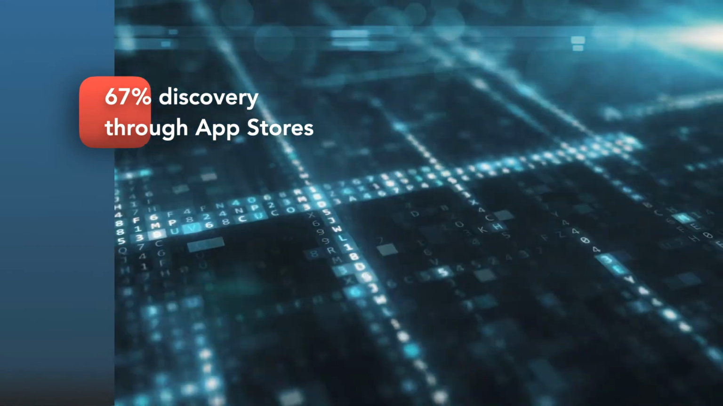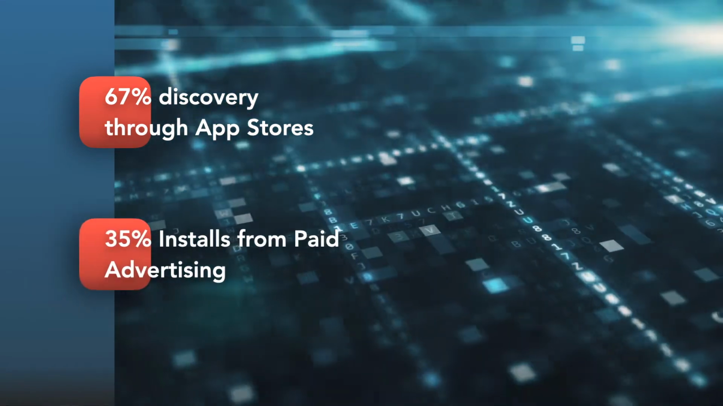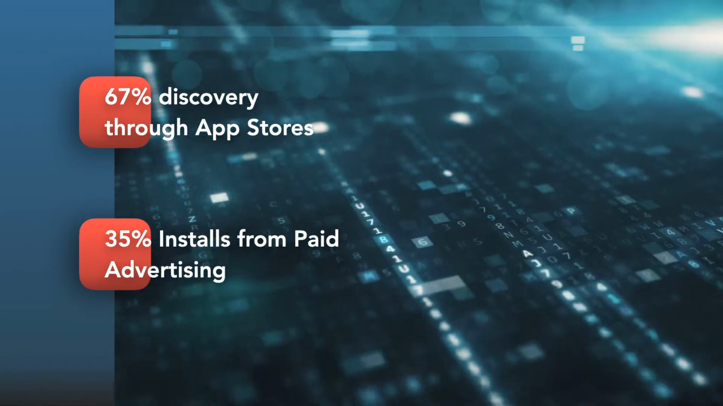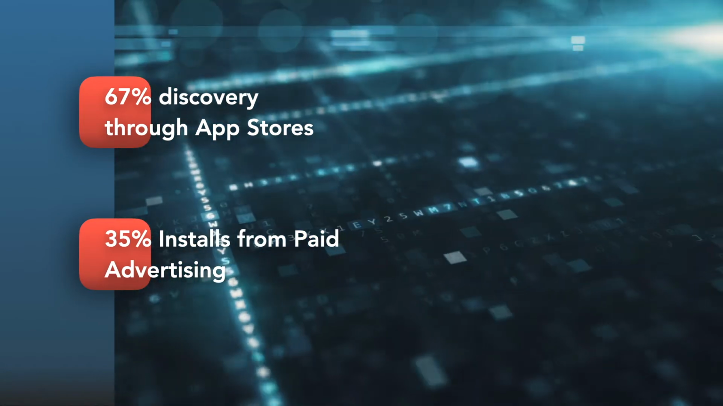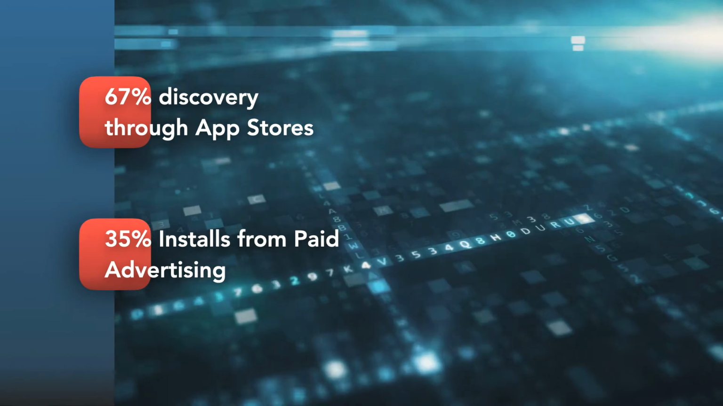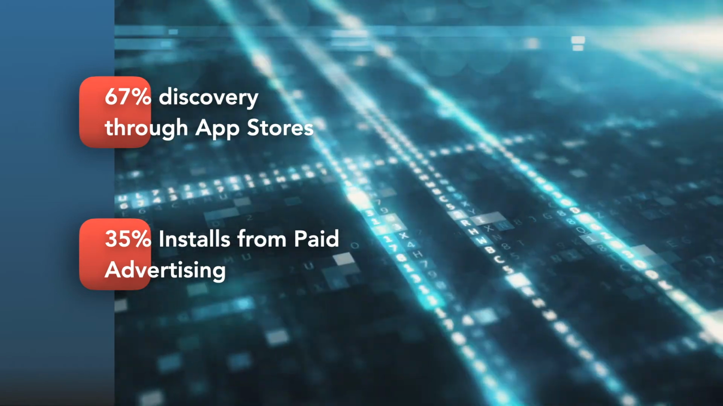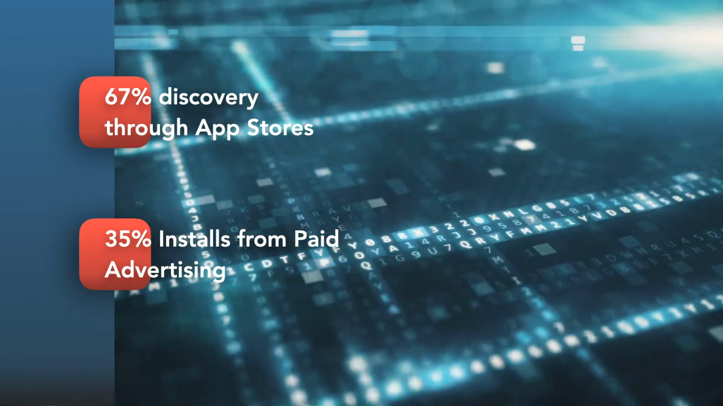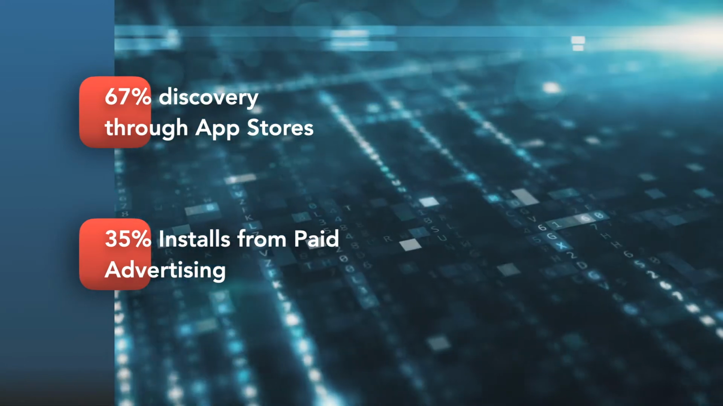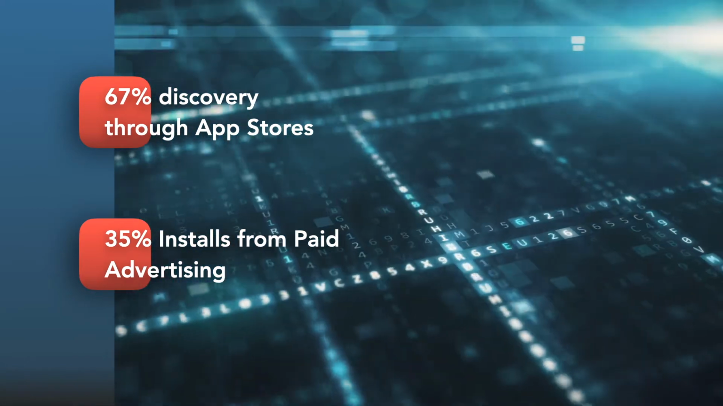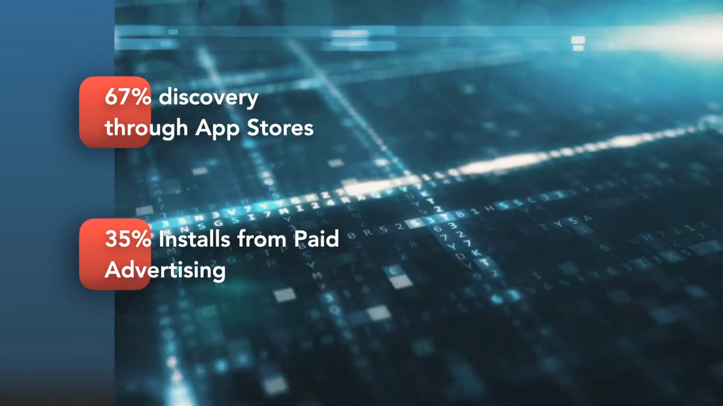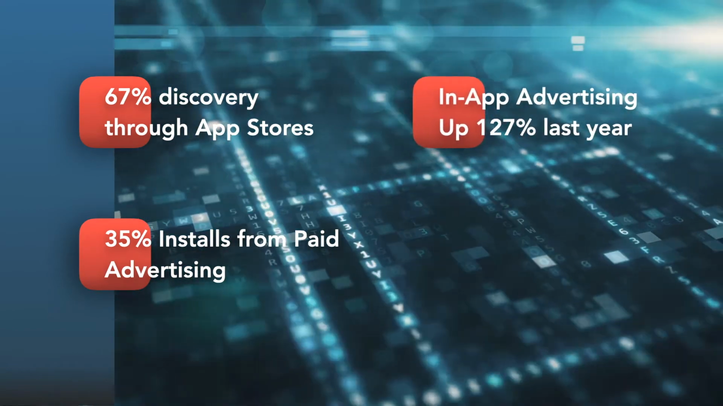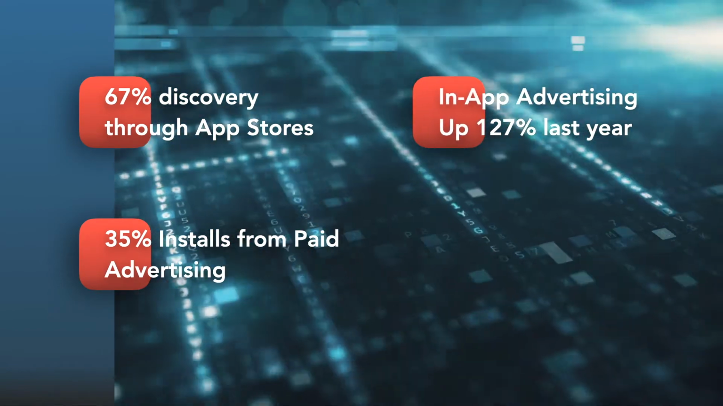Second, according to AppsFlyer, over 35% of app installs in 2019 are due to paid advertising, a 30% year-on-year increase. This means that if you want your app to get noticed over the other 5 million apps existing, putting aside a budget for advertising is a necessity. Third, in-app advertising is booming with a 127% increase year over year.